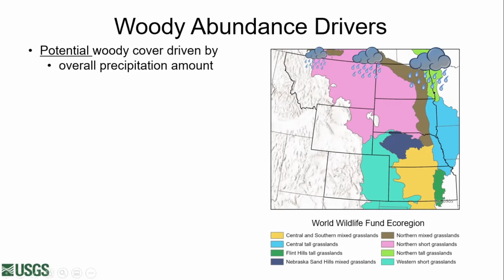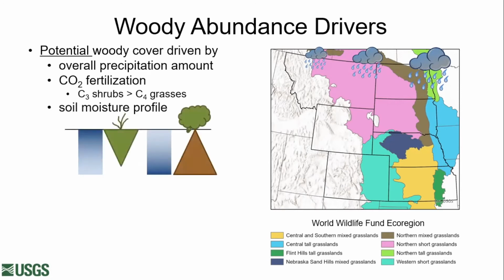The amount of carbon dioxide in the atmosphere is another factor, especially in grasslands dominated by C4 grasses. And this is because C3 species are expected to benefit more from increased CO2 than C4 species are, and our woody species are C3. The soil moisture profile is also important because grasses tend to use shallow water, whereas shrubs rely more on deep water.